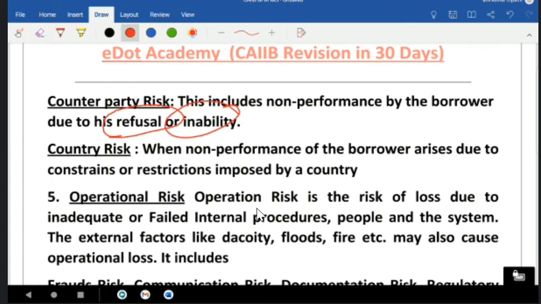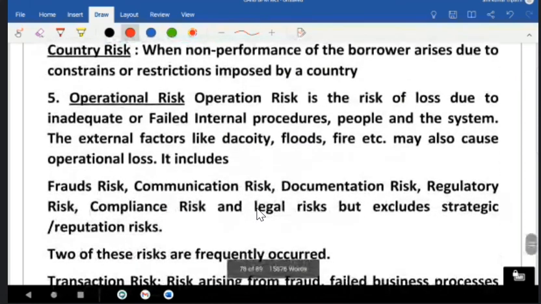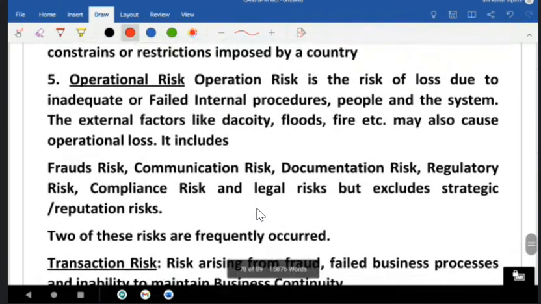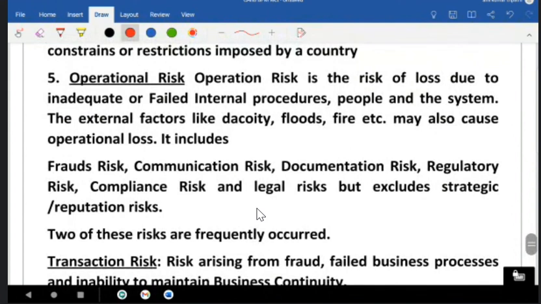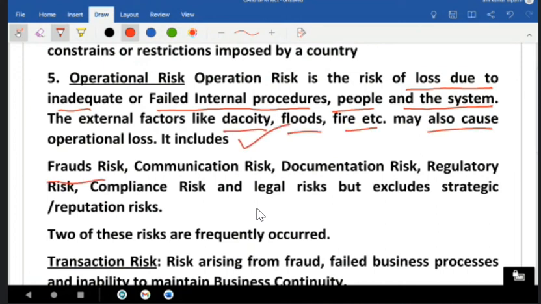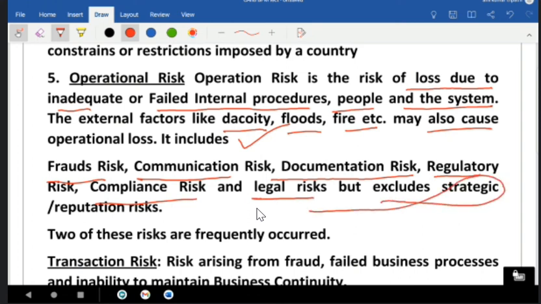Similarly, operation risk. Every day we face our system shutting down, system not working properly, no light. So it is due to the operation. Operation risk is the risk of loss due to inadequate or failed internal procedures, either due to people or the system. External factors like dacoity, flood, fire may cause operation risk. So fraud risk, communication risk, sometimes documentation, regulatory risk, compliance risk, legal risk, but excluding strategic and reputation risk.